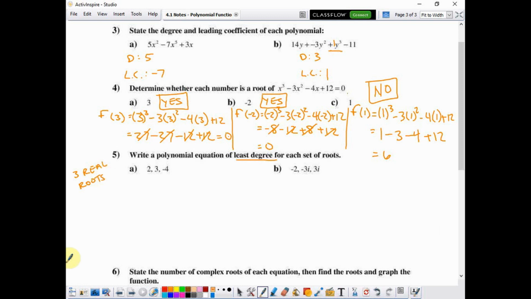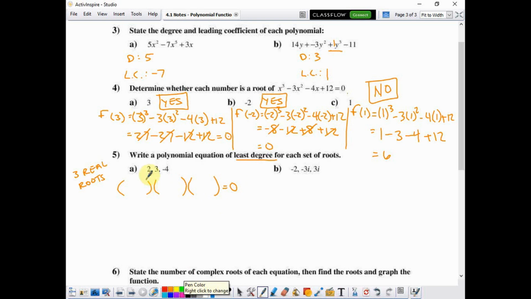Now, if 2 is a root of the equation, and 3 is a root of the equation, and negative 4 is a root of the equation, if we go back to when we've factored equations in order to solve for x, we had something like that, usually equals 0. But here we've got 3 roots.